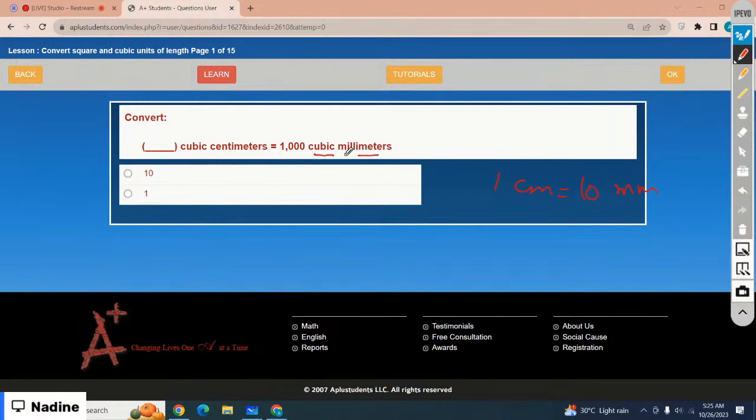Here you have cubic millimeters, right? So you have 1000 cubic millimeters. You have to calculate how many cubic centimeters it is. 1000 is the cube of 10, so that would be 10 cubic millimeters, that means 10 cubic centimeters. The correct option is 10.